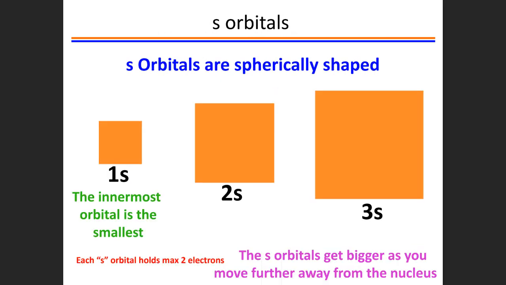So we have some calculations, like the first shell, and we say this is a subshell. So first shell, 1s. If we consider 1s, 2s, 3s, s orbitals are spherically shaped, and the innermost orbital is the smallest. So s is the smallest, and then its size and shape get larger as it spreads.